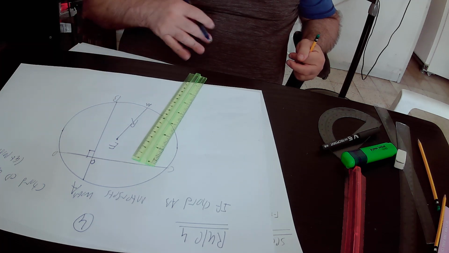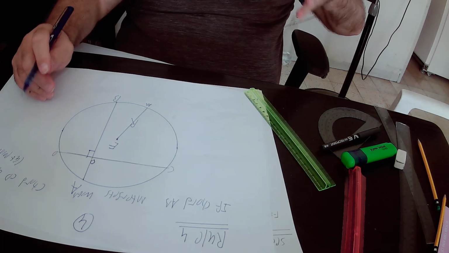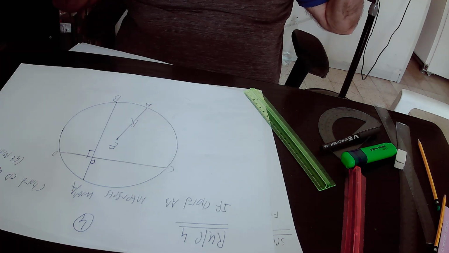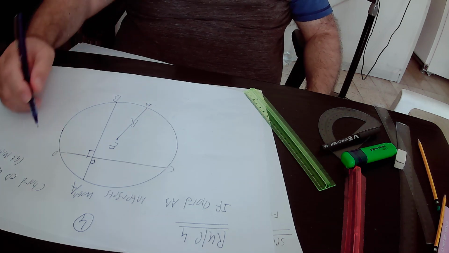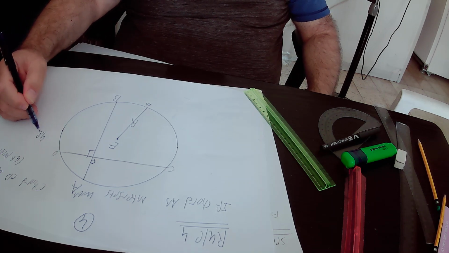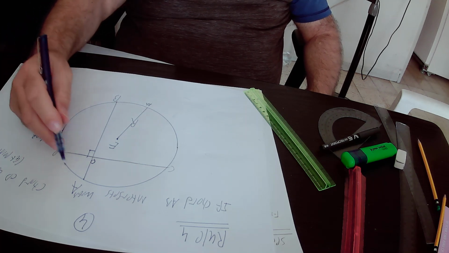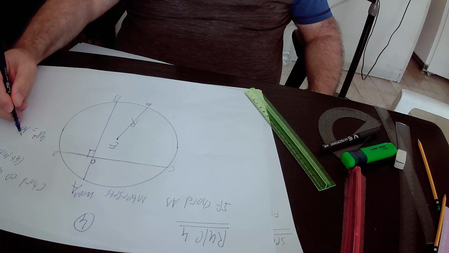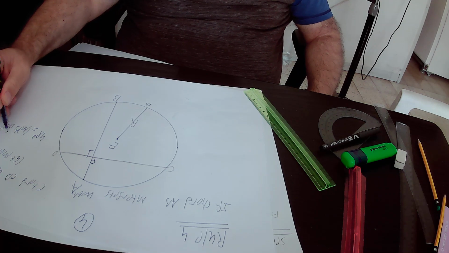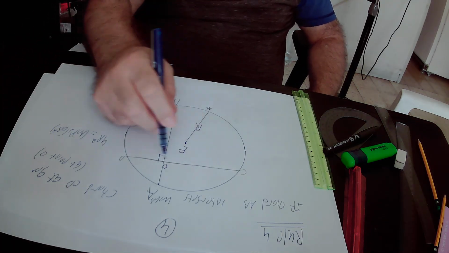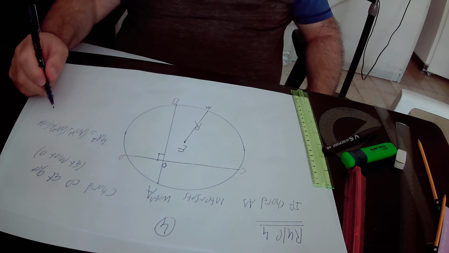Then, the following equation is true. So if we know that two chords intersect with each other at 90 degrees, then the following equation will be true: 4 times R squared, again capital R is the radius of the circle, equals AO squared plus OB squared plus CO squared plus OD squared.